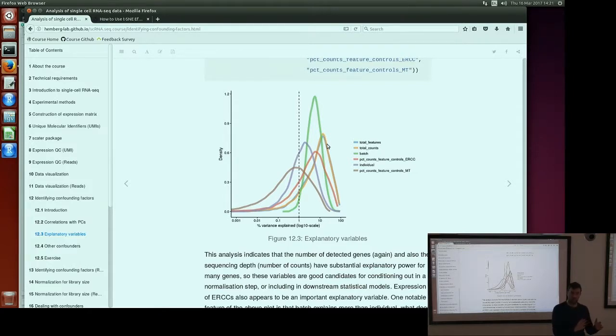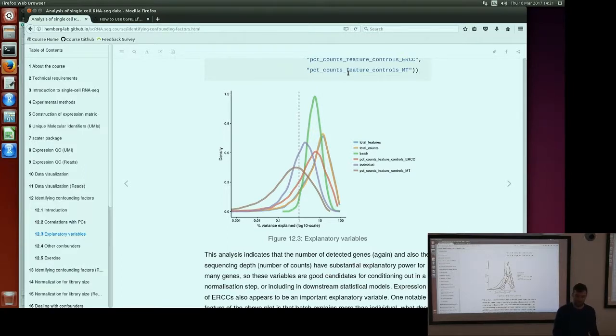Distributions that are skewed to the left or have a mode towards the left explain very little variation for a lot of genes. So when we look at batch, for example, we have this big peak here that's centered around just under 10%. So here we could say most genes have, say, between 5 and 10% of their variation explained by batch. On the other hand, the mode for total counts or total features is above 10%. So most genes, or a majority of genes, probably have more than 10% of their variation explained by total features or total counts per cell.